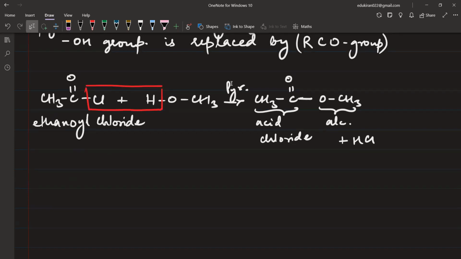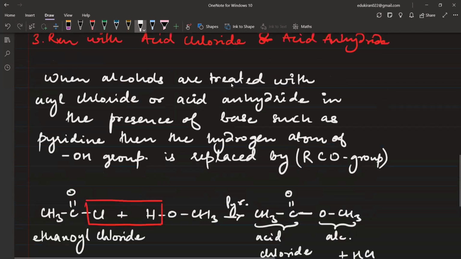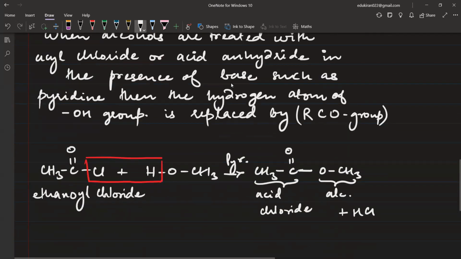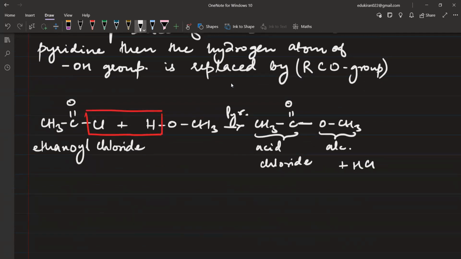Next. Now we are going to look at an example. See, there are two things that we are going to look at. Okay, first of all, this is acid chloride, and then acid anhydride. So please see what is acid anhydride.